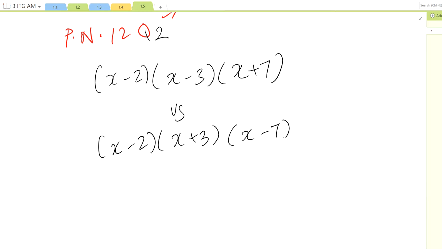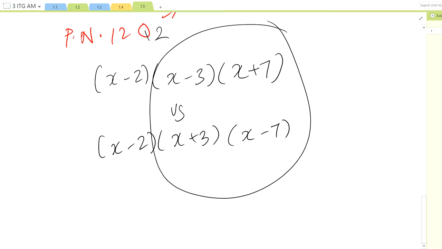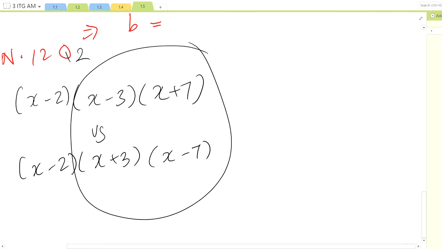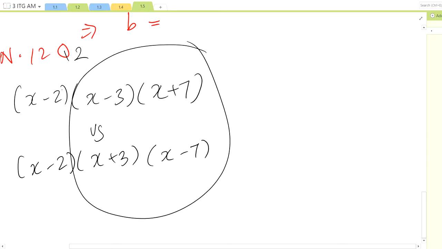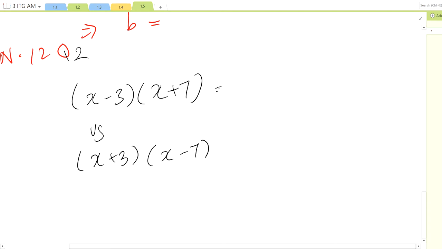No, they're not the same thing. Let's just focus on this. Can you see clearly? Okay. So this gives us x squared minus 3x plus 7x minus 21. This one x squared, so minus 3x plus 7x we get plus 4x minus 21.